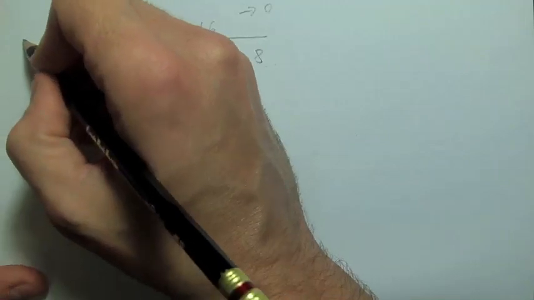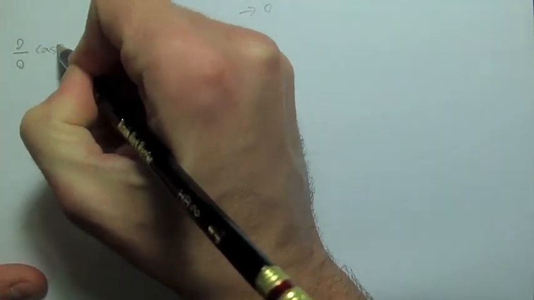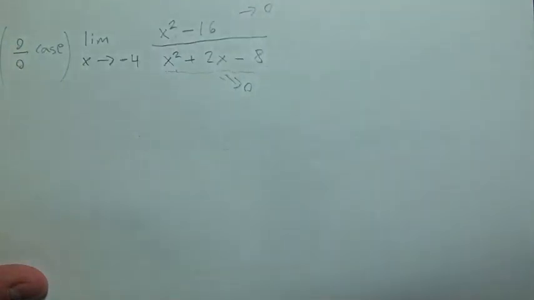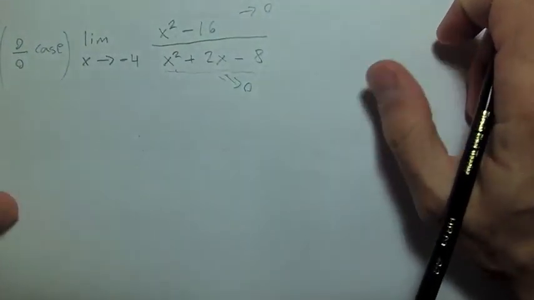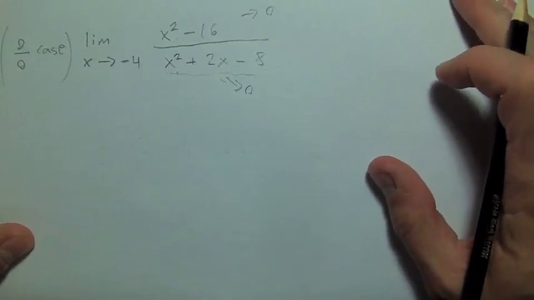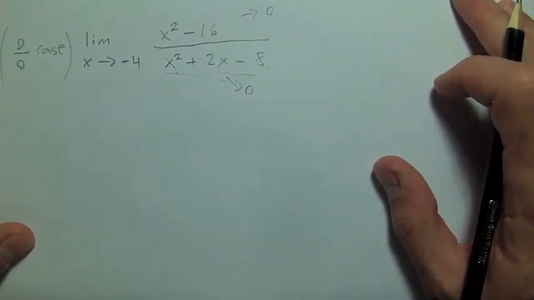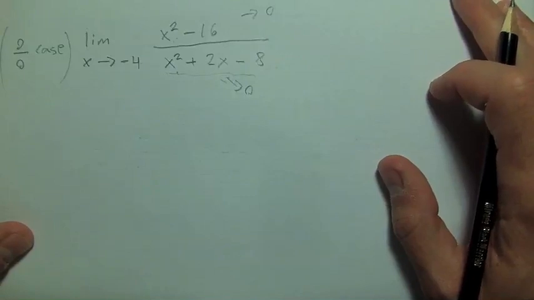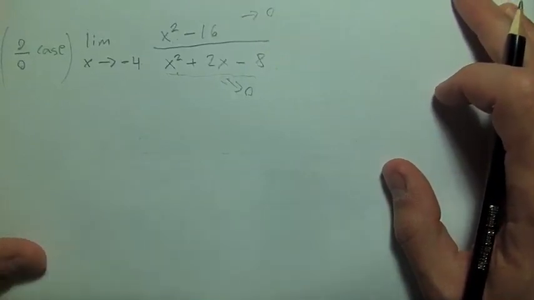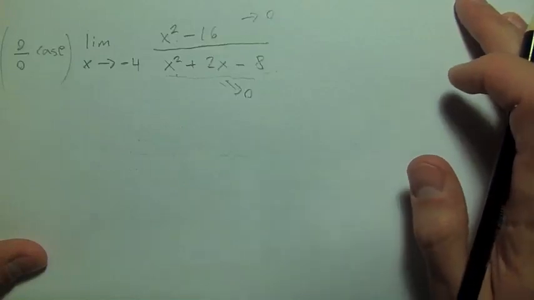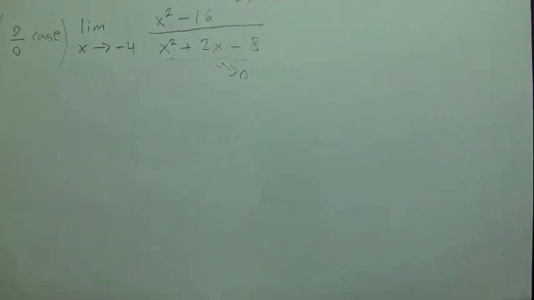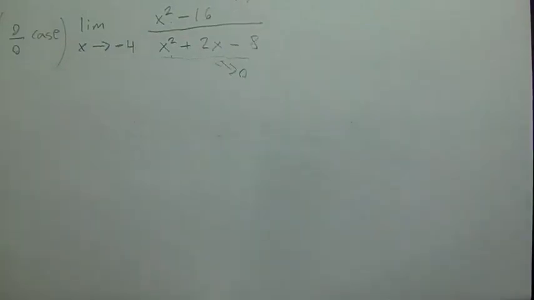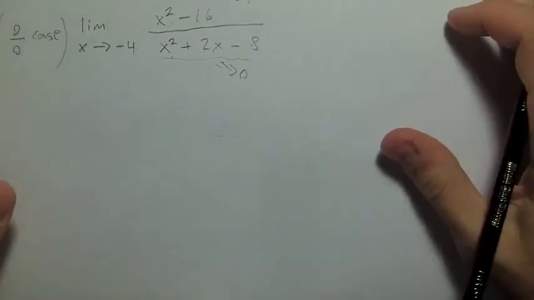I'll write that over here. 0 over 0 case. This is a very, very common case. And don't ever write that 0 over 0 is equal to 0. 0 over 0 is undefined. So what does that mean? Does that mean we give up? Does that mean we stop? Well, absolutely not. I can't plug in the values. That's our first strategy. Our second strategy is maybe we can do something about this.